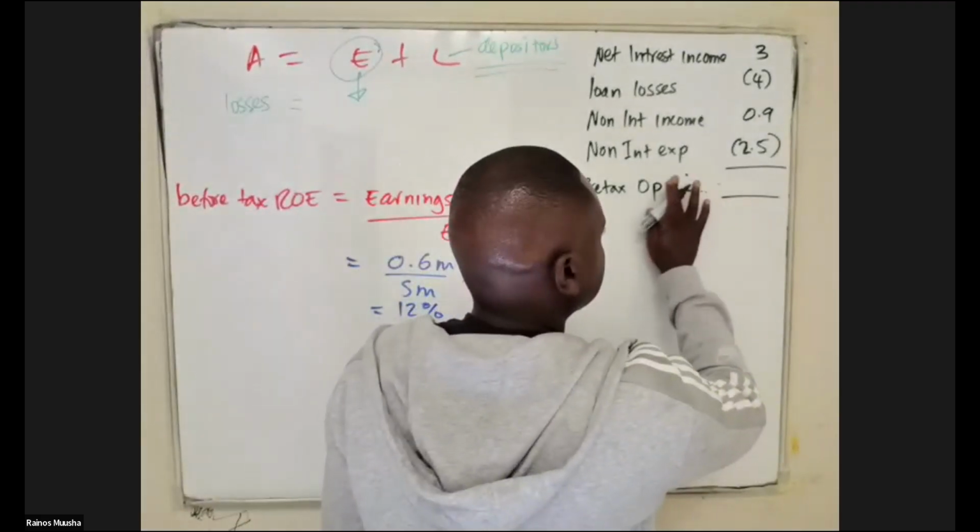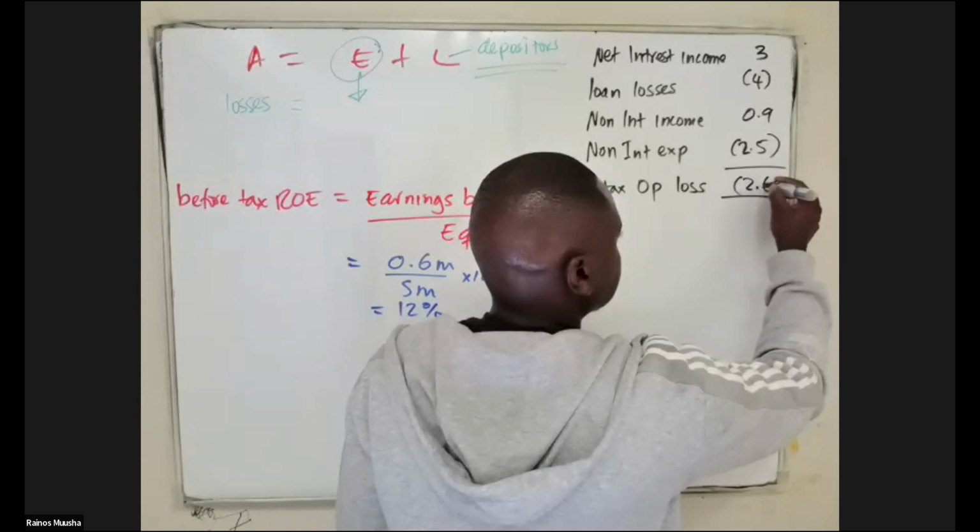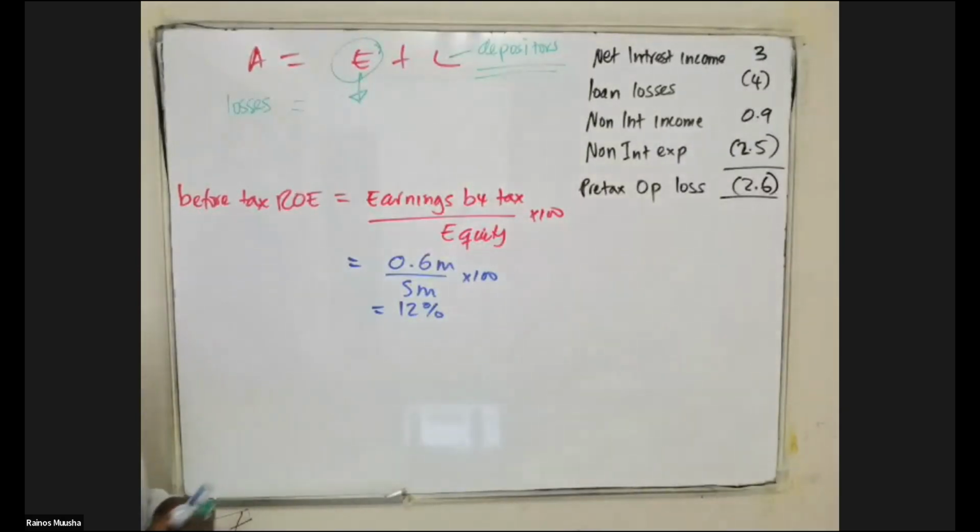It is going to be a loss of 2.6. So it's going to be a pre-tax operating loss. In this case, we're going to have an operating loss of 2.6 million, right?